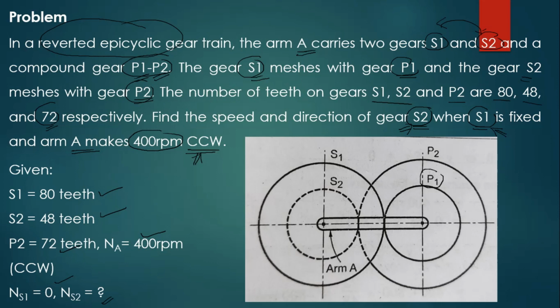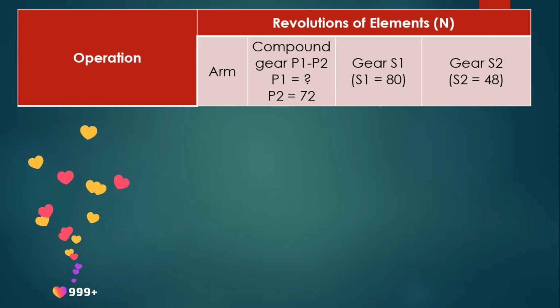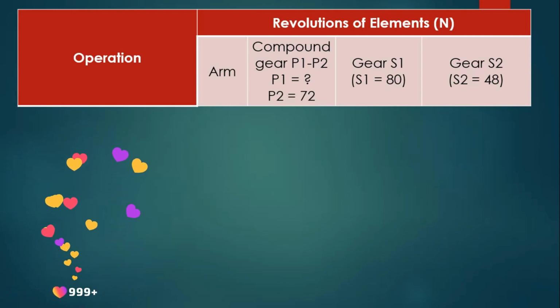First we have to find out the number of teeth of P1. See, S1 is meshed with P1 and S2 is meshed with P2. S1 and S2 are coaxial, and P1, P2 are on the same shaft. Then what is the speed of P1 and P2? Both are the same. And what is the speed of S1 and S2? Both are different. So we have to follow the tabulation method.